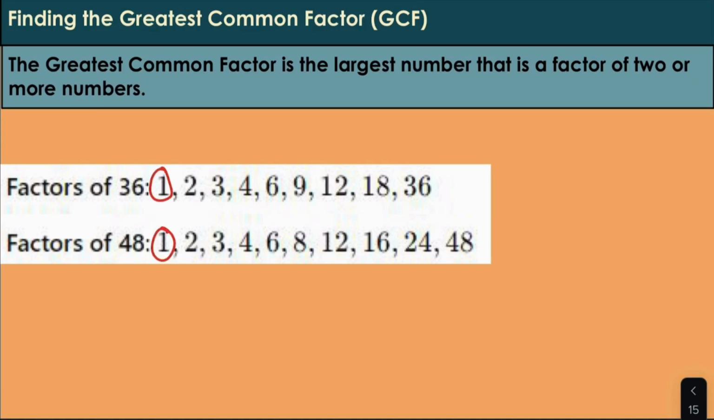1 and 1, 2 and 2. Now, which one would be the greatest common factor? Okay, the largest number is 12. So in this case, the greatest common factor for 36 and 48 would be 12.